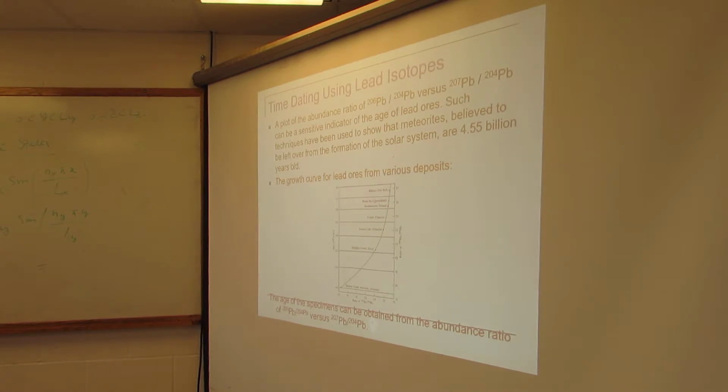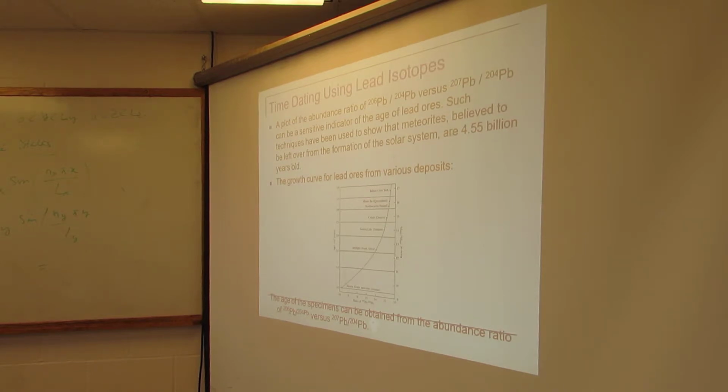Why can we use this property? For example, to do time dating using lead isotopes. For example, the abundance of one lead isotope versus another can be a sensitive indicator of the age of the Earth. This technique has been used to show that meteorites, believed to be leftovers from the formation of the solar system, are 4.55 billion years old.